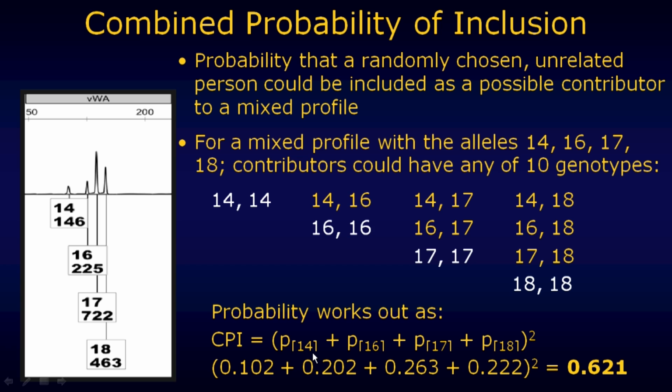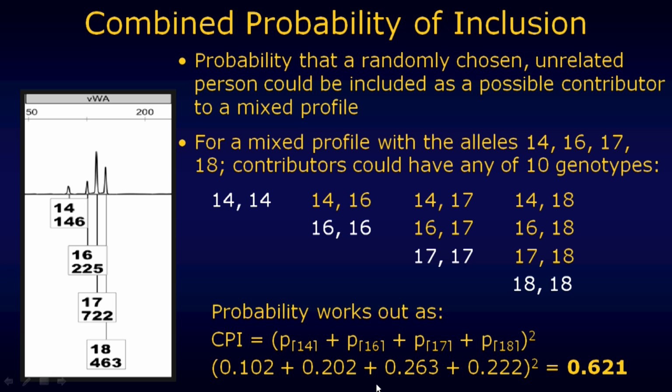But all we need to do to get the answer to our critical question here is this. We need to take the frequency of the 14 allele, P sub 14. How often in a relevant population do we see that 14 allele? And we're going to add that frequency to the frequency with which we see the 16 allele. And we'll add that to the frequency with which we see the 17 allele. And we'll add that to the frequency with which we see an 18 allele. And you take that sum, square it, and voila, you end up with the combined probability of inclusion.